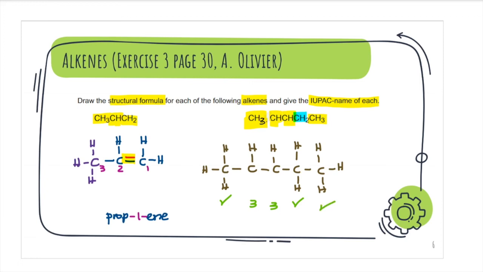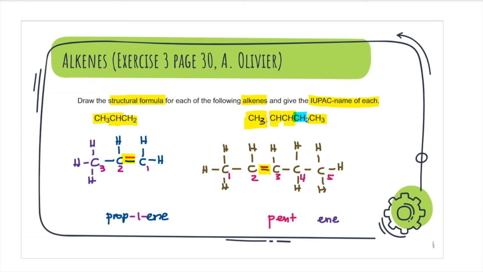Therefore, the double bond must exist between these two carbons, ensuring that they have made 4 bonds each. This is the structural formula for this compound. Now we need to name it. We know that the functional group here is the double bond for the alkenes, and therefore the name is going to end with ene. We identify the longest chain, and we see that it contains 5 carbons. So the stem name is going to be pent. We always number such that the functional group will obtain the lowest number possible, and to do so in this case, we're going to have to start to number from the left-hand side.